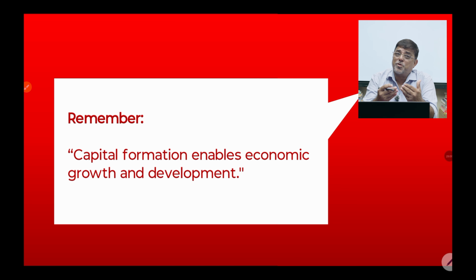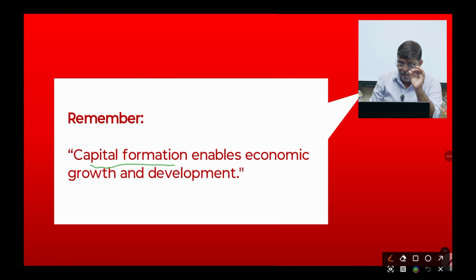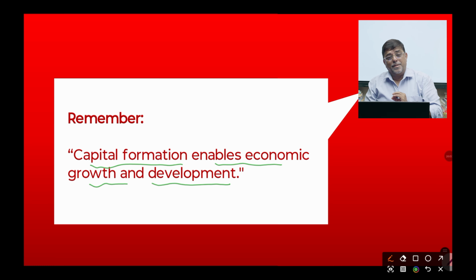Now, if every country works on this capital formation, if every country builds on this capital formation, making sure that all the three factors, land, labor, and capital, are fully utilized, saving is promoted, and investment in productive assets is encouraged, definitely that country will have a great drive towards economic growth and development. So I repeat, capital formation enables economic growth and development.